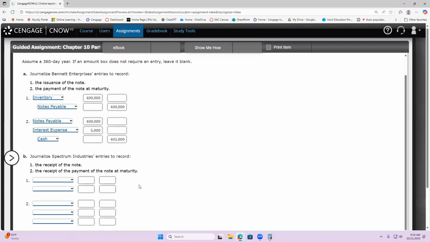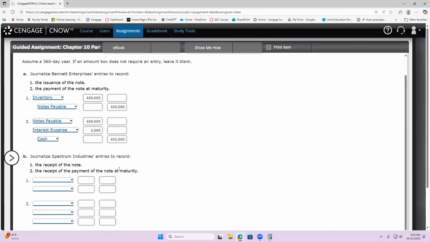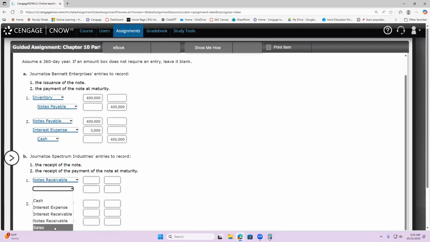Now we're going to journalize Spectrum Industries' entries. So we're going to record it from their perspective, right? So this was what the borrower, Bennett Enterprises, would record. This is what the lender, Spectrum Industries, would record. So on that first date, they're going to show a debit to their notes receivable and a credit to their sales. So the notes receivable goes up by 400,000, and their sales goes up by 400,000.